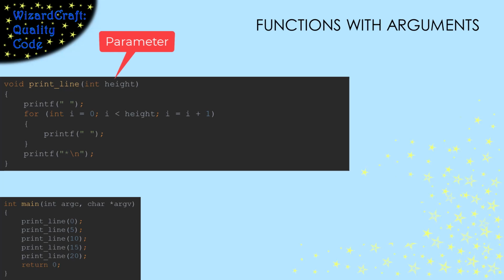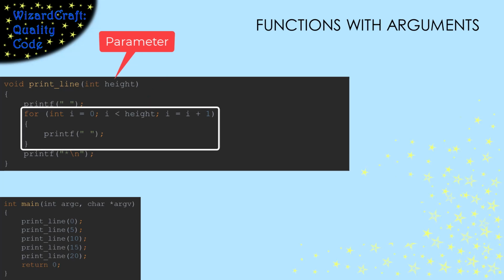Inside the function, we can use it like any other variable. Here, we're using it to stop the loop. If this for statement doesn't look familiar, don't worry, we'll talk about them soon. Suffice it to say that this loop makes the stuff in the curly brackets happen height number of times.